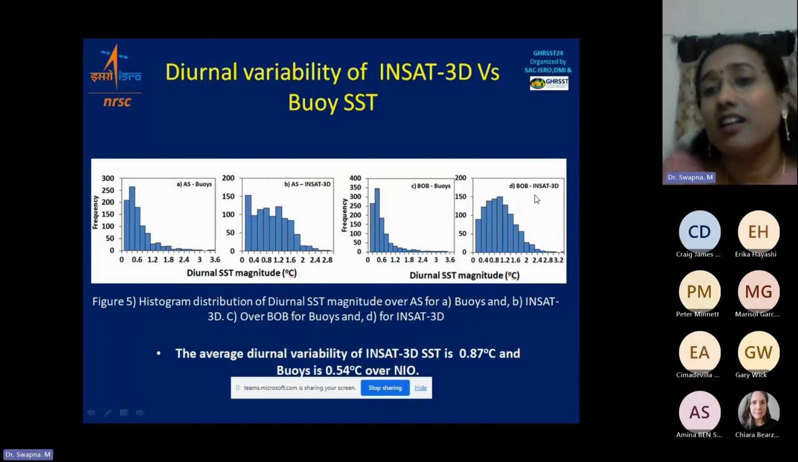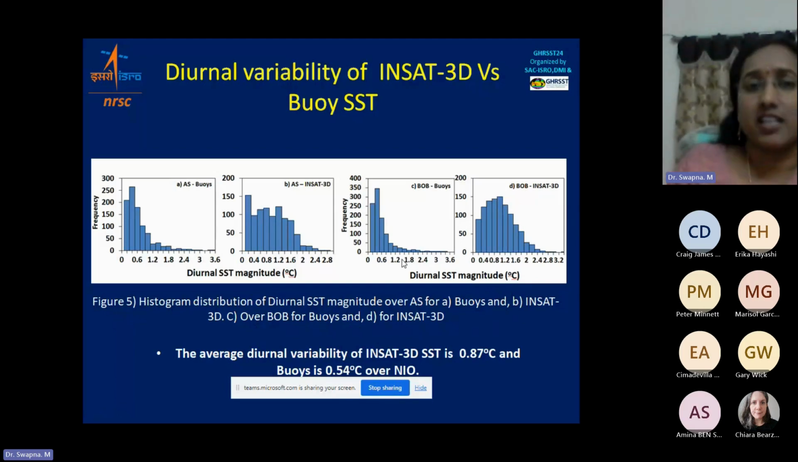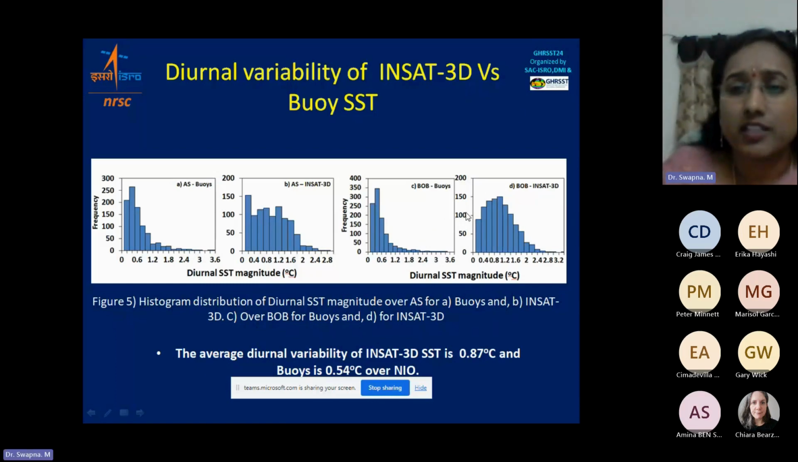Here in the Bay of Bengal, the diurnal SST magnitude is very high compared to the Arabian Sea. And as we all know, the Indian Ocean is a warmer ocean than all the other oceans. So this study says that many other ocean processes are contributing to this increase in diurnal SST variability magnitude. So that initial study shows it has some impact on the increase in diurnal SST magnitude.